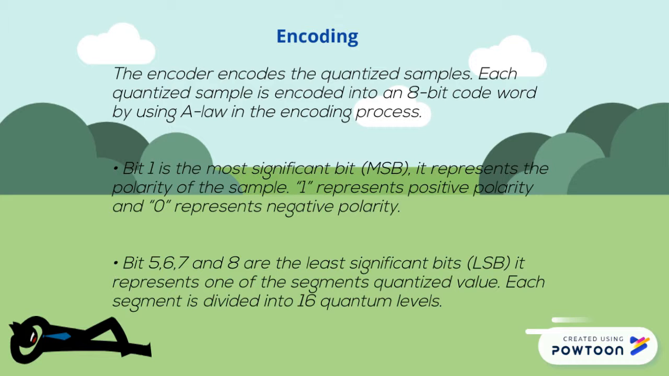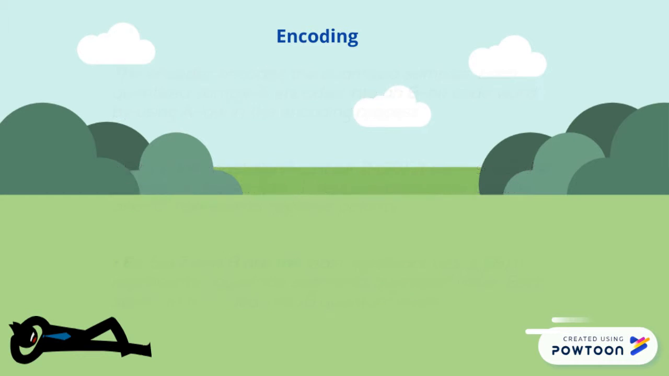Bits 5, 6, 7, 8 are the least significant bits. They represent one of the segment quantized values. Each segment is divided into 16 equal steps.